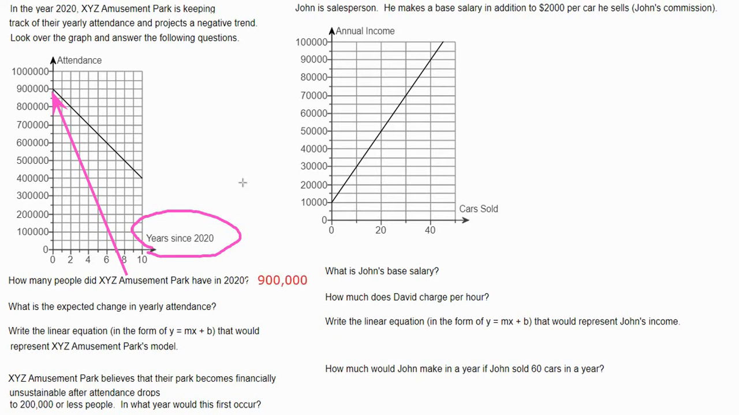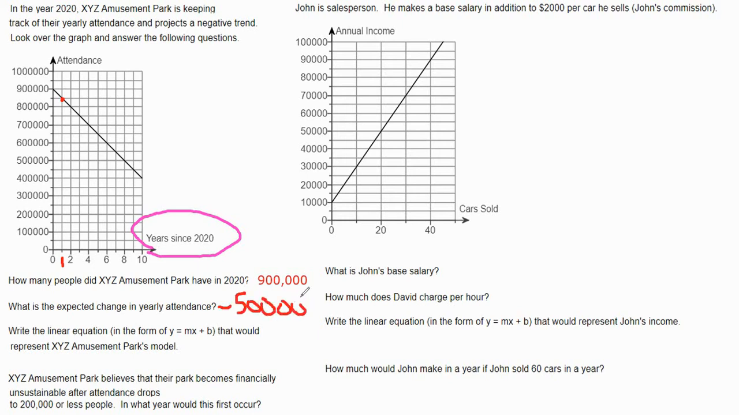The next question is, what is the expected change in yearly attendance? Instead of using a slope formula, I'm going to notice that this is linear, and after 1 year, it goes from 900,000 to 850,000. So the difference is negative 50,000.